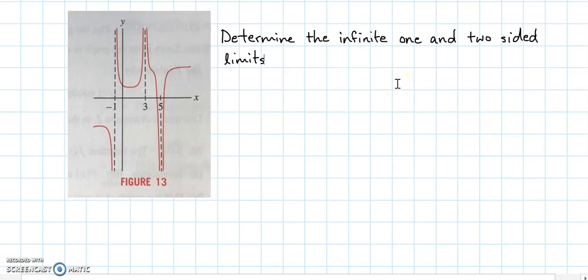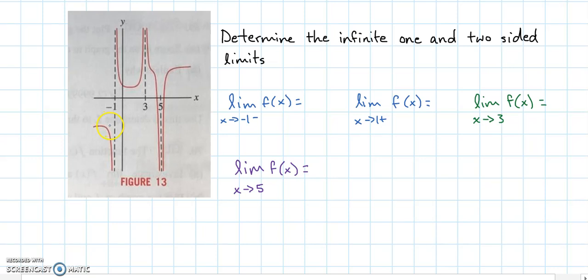This example asks us to determine the infinite one- and two-sided limits. As we can see from this graph, there will be a left-sided limit and a right-sided limit at -1, a left-sided and right-sided limit for 3, but they will equal the same value, and a left-sided and a right-sided limit for 5, and they will also equal the same value.